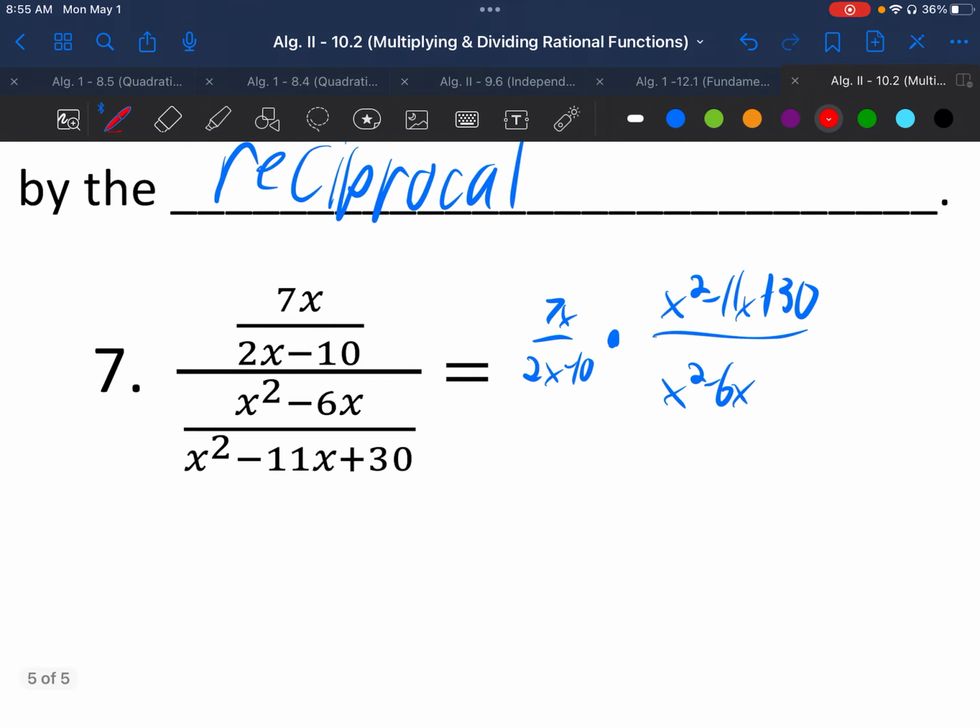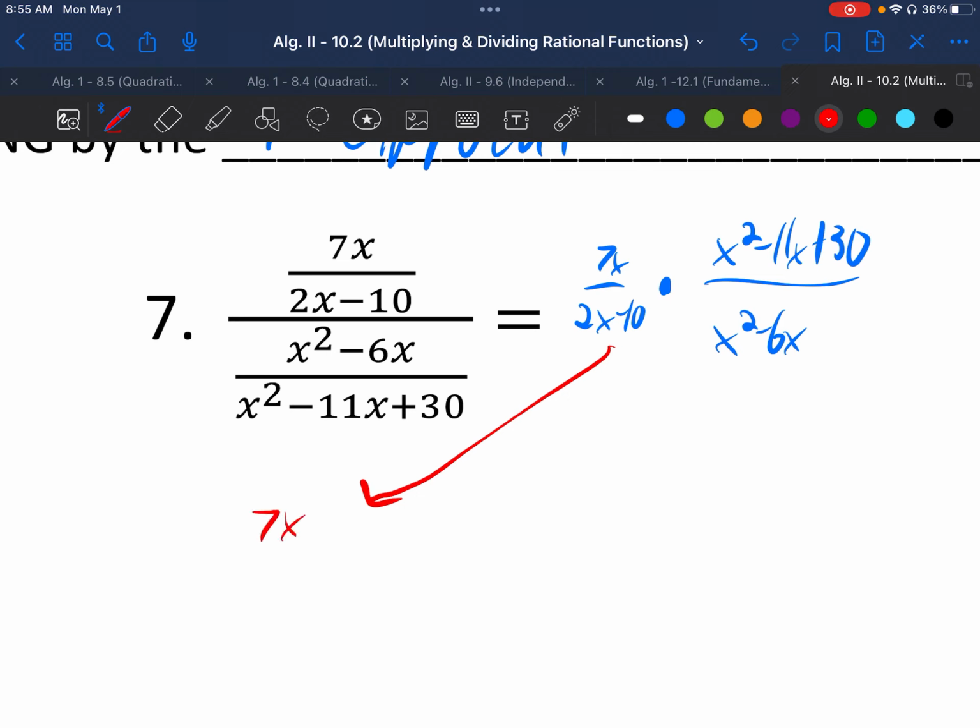So this is going to factor out. Top left doesn't factor, bottom left factors a 2 out. Top right factors into x minus 6 and x minus 5. And the bottom right factors an x out.